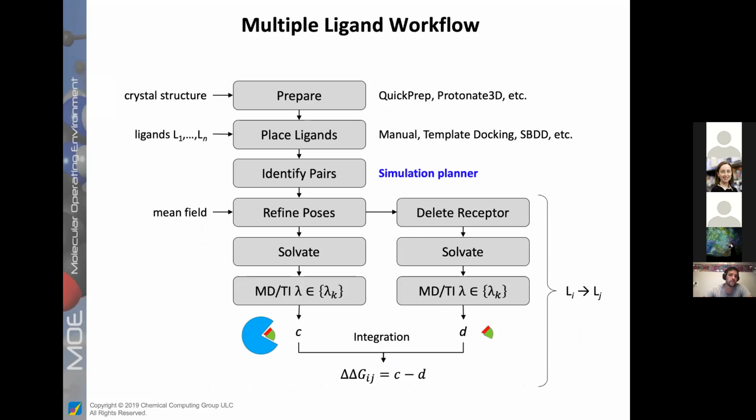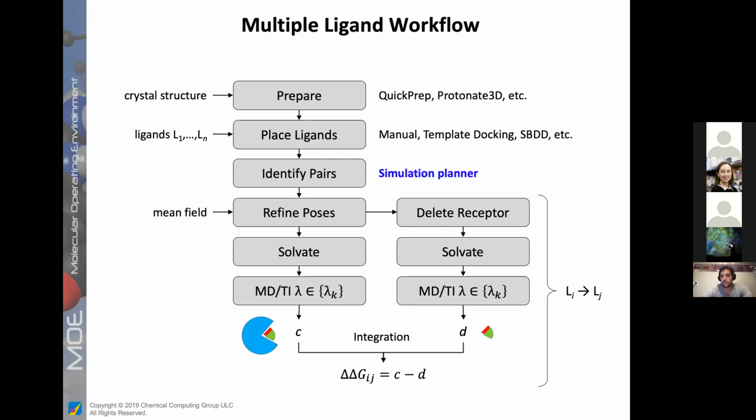So if you're familiar with our software, you might have seen Quick Prep in the past, which is an automatic workflow to prepare protein and ligand structures. Or you can also manually prepare the structures with our Protein 3D and structure preparation application. So that was already implemented in Mo.